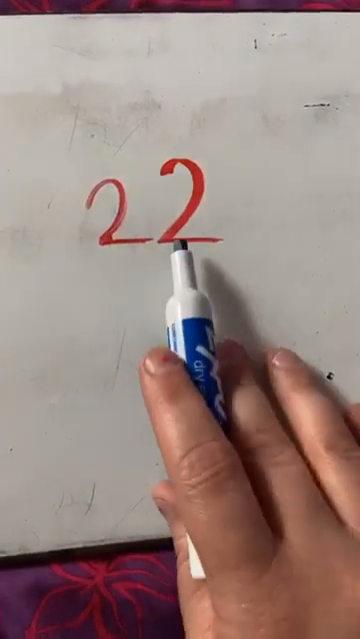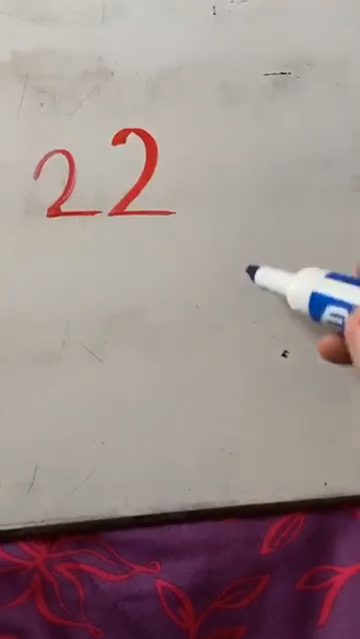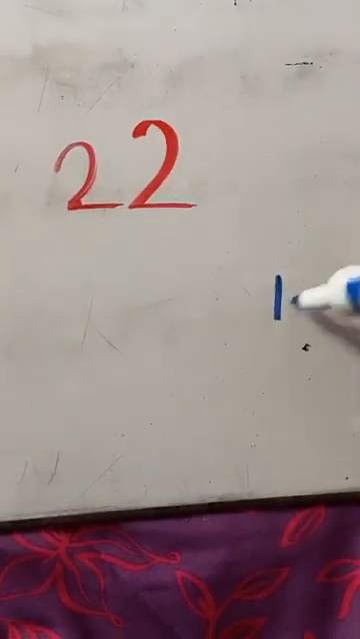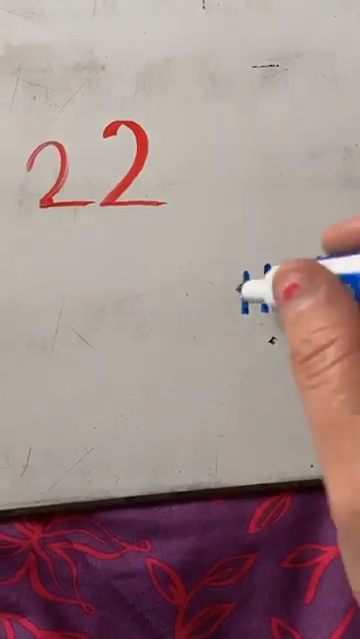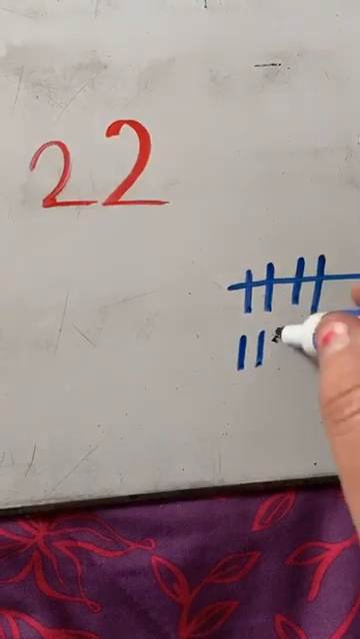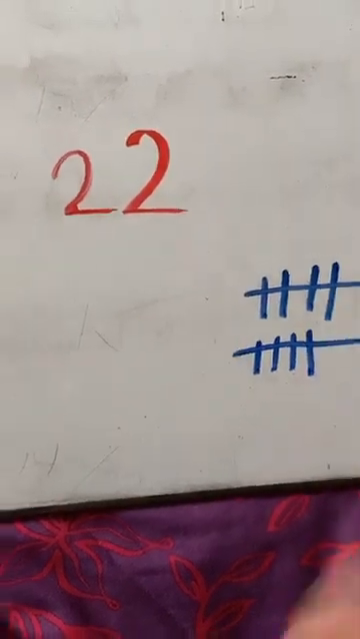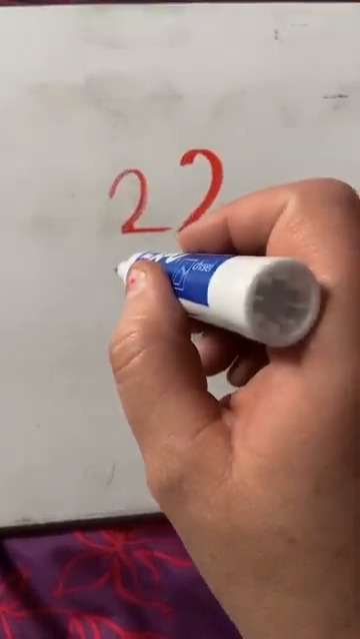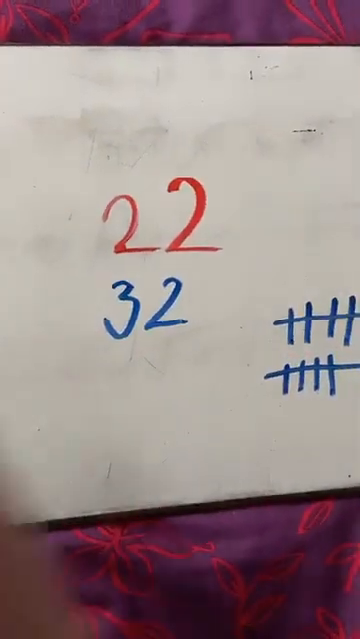I sure can, so let's count up 10. And remember, I'm going to start at 22 and I'm going to count on. I'm going to make tally marks so that I know. 22, 23, 24, 25, 26, 27, 28, 29, 30, 31, 32. So what is 10 more than 22? You're right, it's 32.